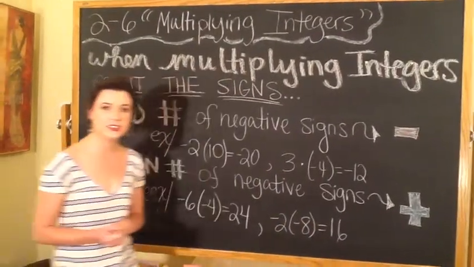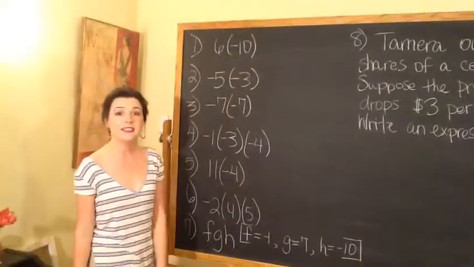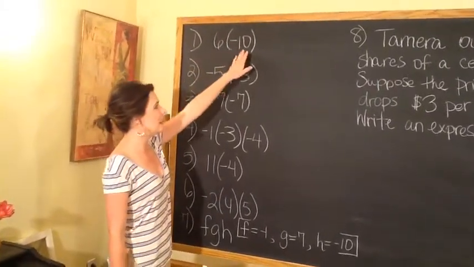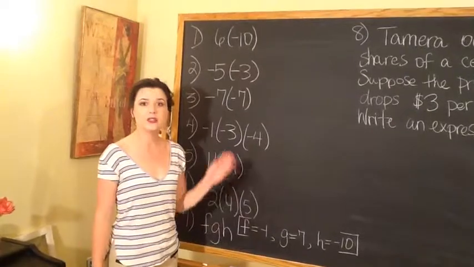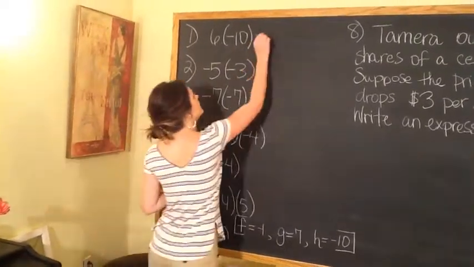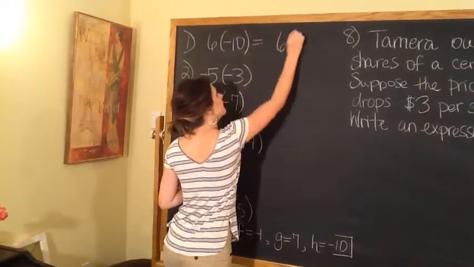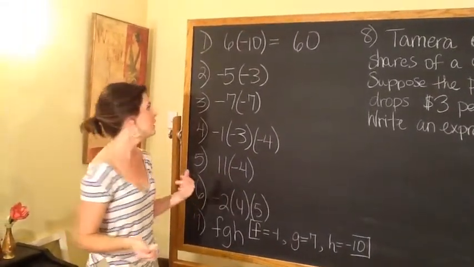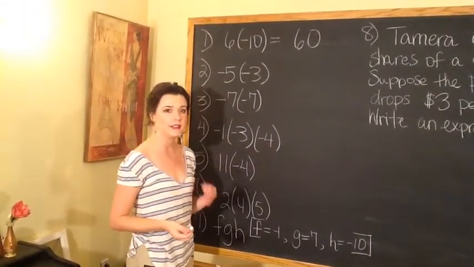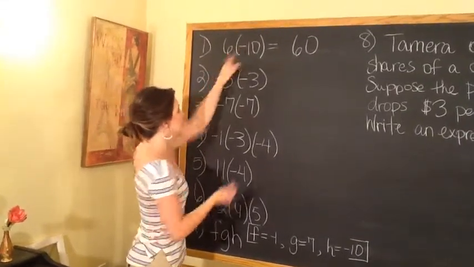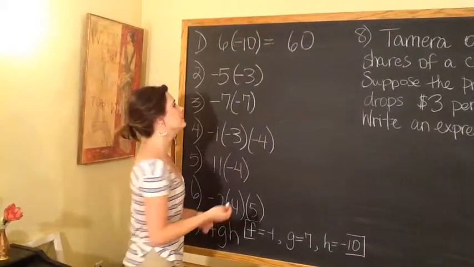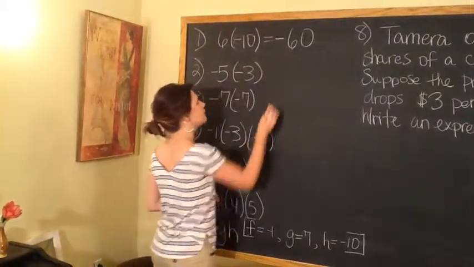Okay, let's go ahead and do some examples. Let's look at example number 1. We have 6 times negative 10. The first thing I need to do is multiply, so 6 times 10 gives me 60. Now I need to figure out whether the sign is going to be positive or negative. So I'm going to count the negative signs. There is one negative sign here, and since 1 is an odd number, our answer is going to be negative.